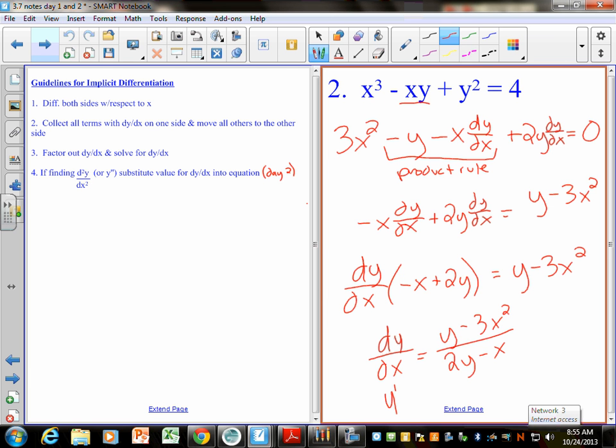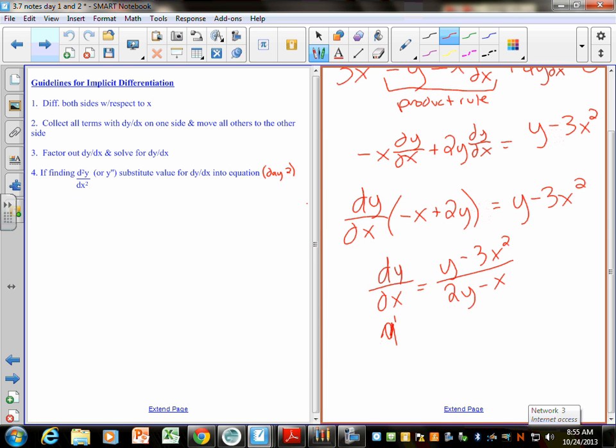Something else we could say, what if I now asked you to find the derivative at the point 1, 2? Do you agree now that you need both the x and the y to plug in there to find your derivative? No longer could you just plug x in to find your slope. You need both x and y, you plug it in, and you still just get a number answer. Okay?